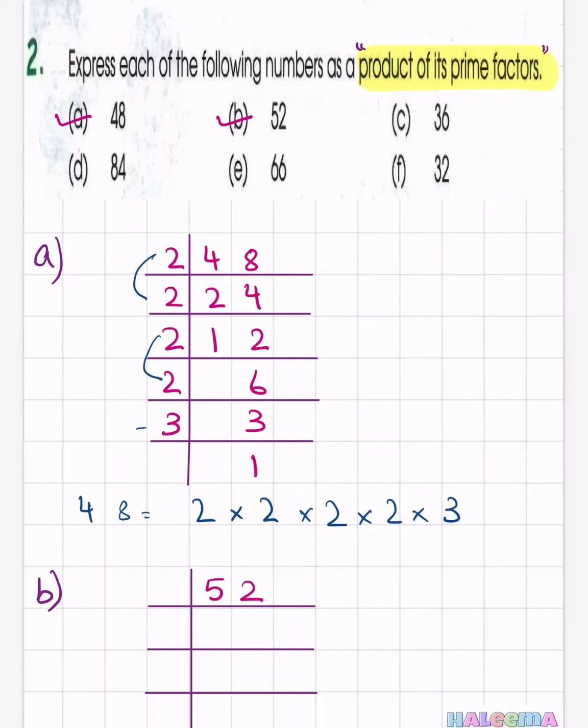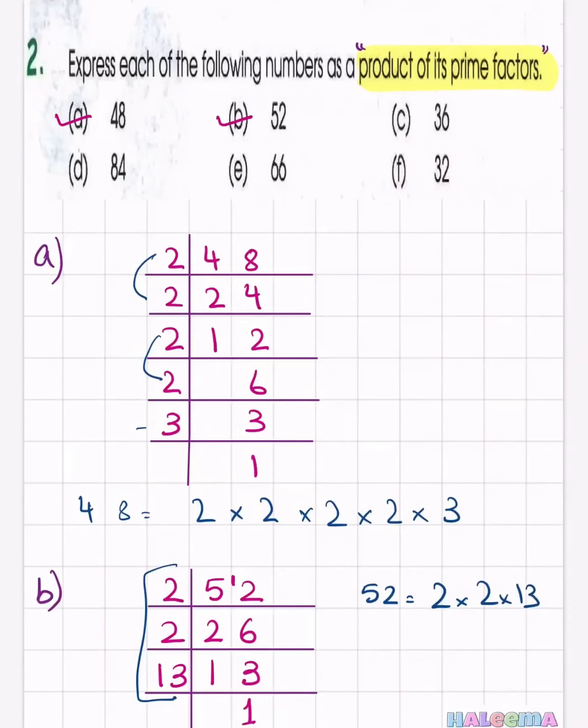Let's start off with the 2 table. 2 twos are 4, 1 is going to shift here, 2 sixes are 12, 2 ones are 2, 2 threes are 6. Now remember, 13 is a prime number, so it's going to be 13. 13 ones are 13. That's it. So the prime factors of 52 are 2 times 2 times 13.